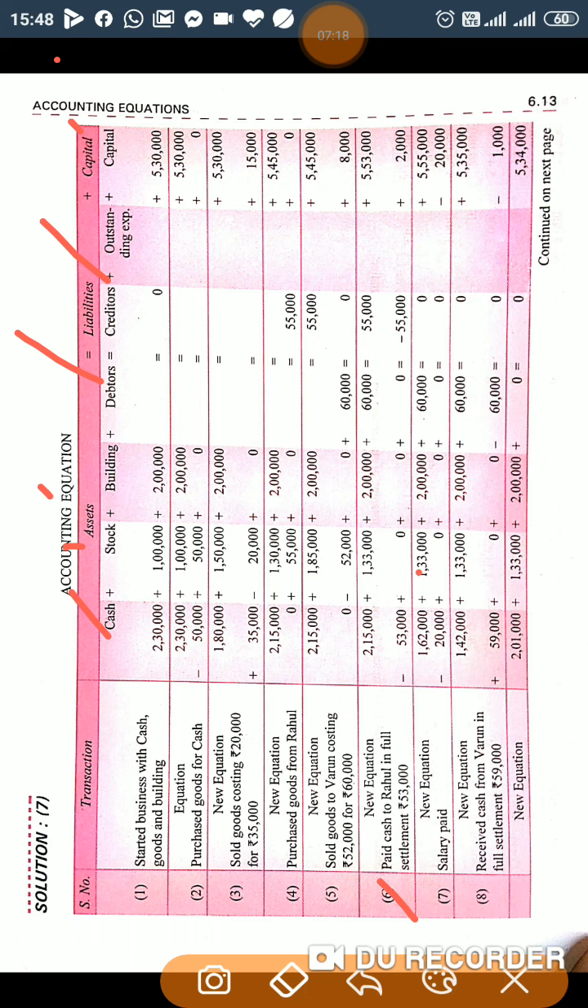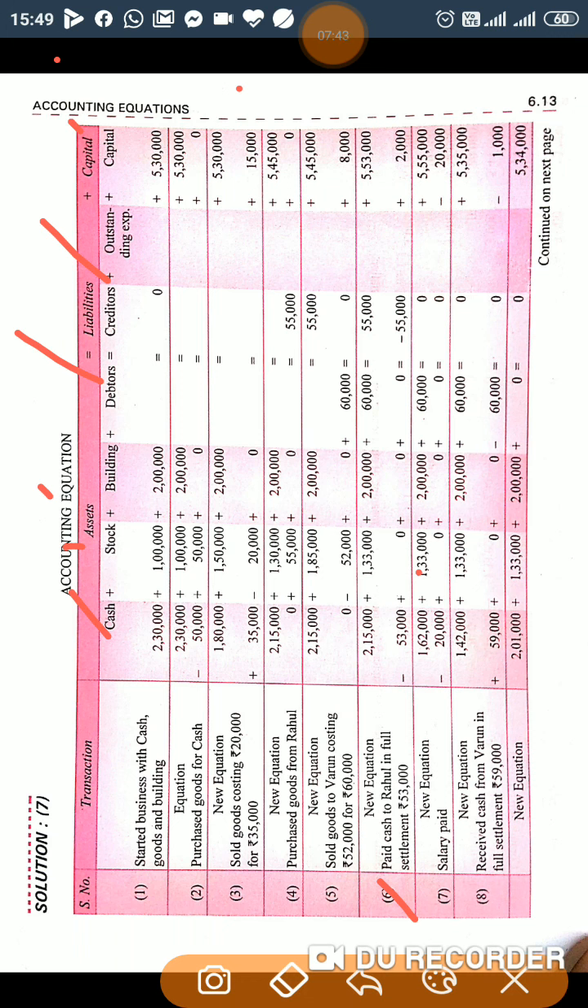At the time of the journal, I have told you, when the words "full settlement" are written, it means your supplier has agreed to receive the amount you are paying right now. It is implicit that he is allowing 2,000 rupees as a discount received to you, and it's an income and it should be added to the capital.